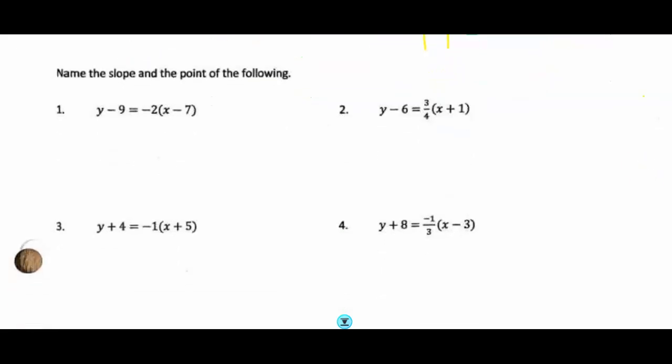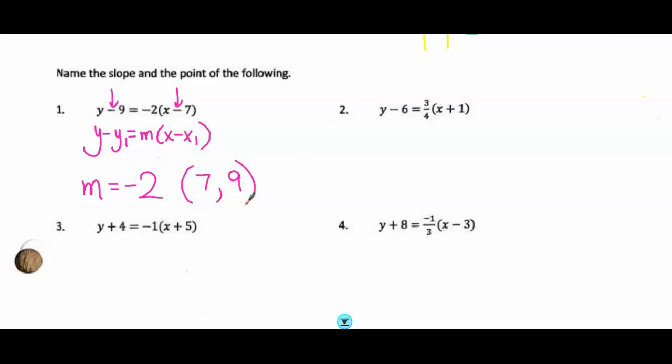So it says, name the slope and the point. So I'm going to write under here, y minus y1 equals m(x minus x1). I would always start off with your slope, because your slope is always in the same spot. It is negative 2. The point: I notice this is minus, and I notice this is minus, which means I don't need the opposites. Just be careful. Make sure you put the x value first, which is 7, and the y value second, which is 9. So I don't need to change the signs or anything because it's in point-slope form with minuses.